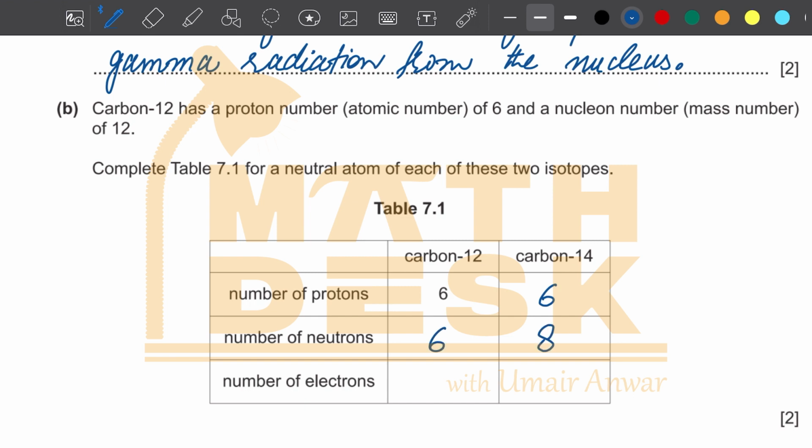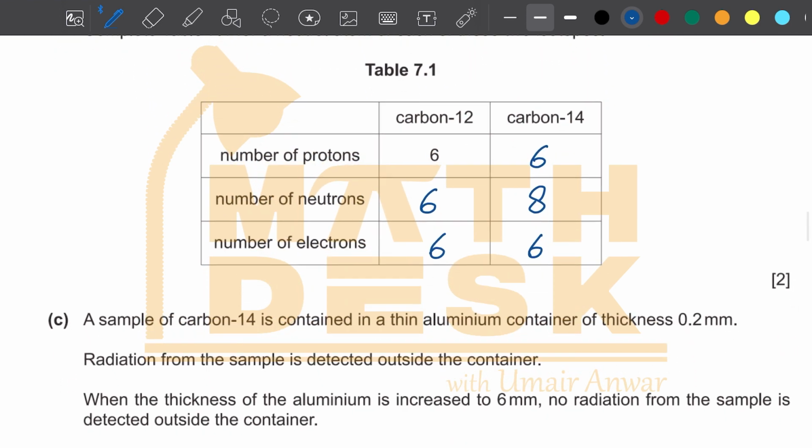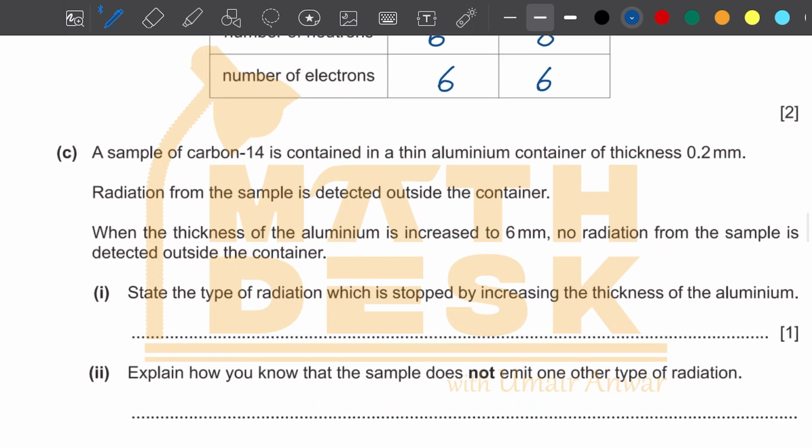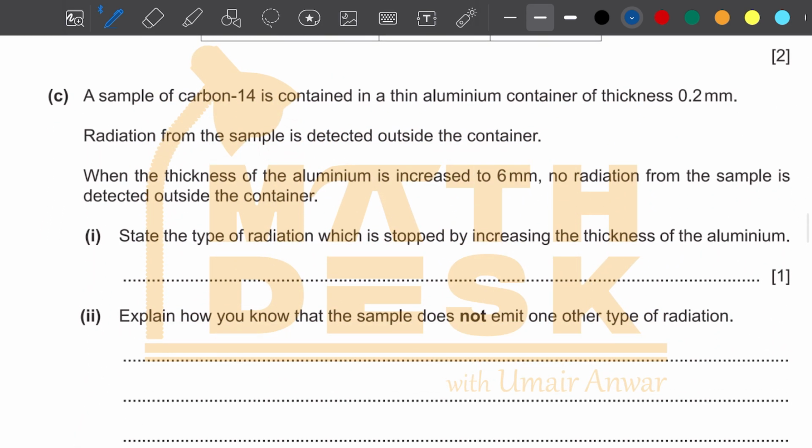It has 2 more neutrons, which makes its mass number equal to 14. Number of electrons are going to be 6 here because both the isotopes are neutral, so the number of protons and electrons must be equal to each other. A sample of carbon 14 is contained in a thin aluminium container of thickness 0.2 mm. So we are using a thin aluminium container of thickness 0.2 millimeters.